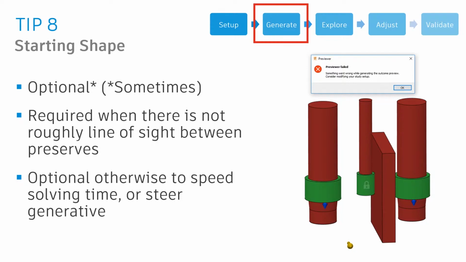There are other reasons that we'll talk about as more of an advanced tip: you can use a starting shape to steer you in the right direction, or steer you in a way that you'd like, or to speed up solving time. So we'll talk about that a little bit first, but let's cover this example where a starting shape would actually be required.